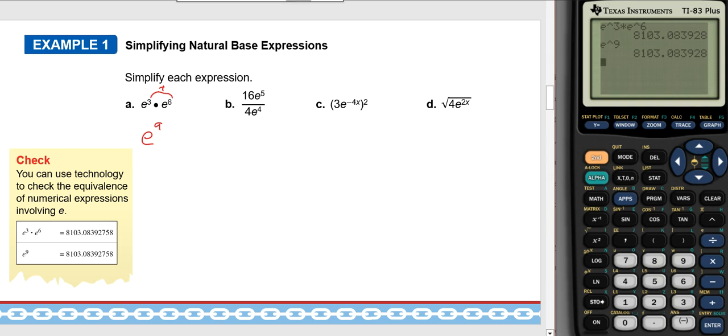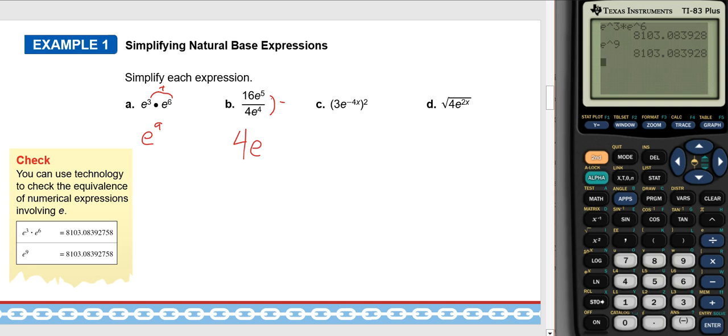Looking then at the next one, dividing: natural base to the fifth power divided by natural base to the fourth power. We're going to subtract those exponents. So that would be e to the first, or just e. And then 16 divided by 4 is 4.